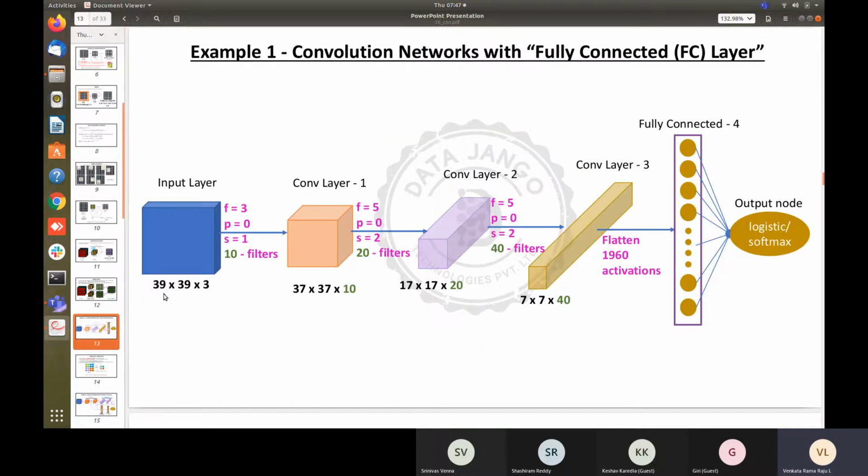So like that, you can take multiple layers and then you add a fully connected layer at the end. We call this dense layer a fully connected layer. Okay, so you understood this network structure, right? So F is the filter size, filter dimensionality. If I say 3, it is 3 by 3 by the number of channels in the previous layer. I say 5, 5 by 5 by the number of channels in the previous layer. 5 by 5 by 20, right?